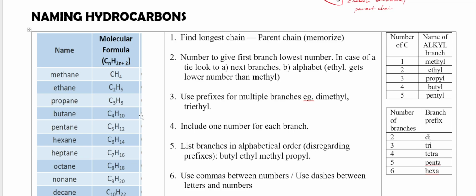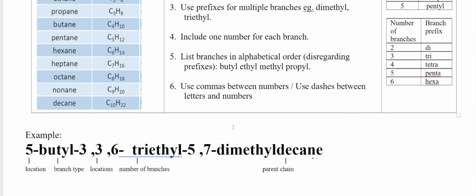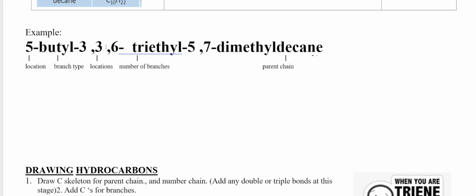Okay, well, how do we name hydrocarbons? Well, you can pause the video and read the steps here, but we're going to go directly into some examples. So the example that we're going to start with is 5-butyl-3,3,6-triethyl-5,7-dimethyldecane. So we can see right here that this indicates that the parent chain is decane.